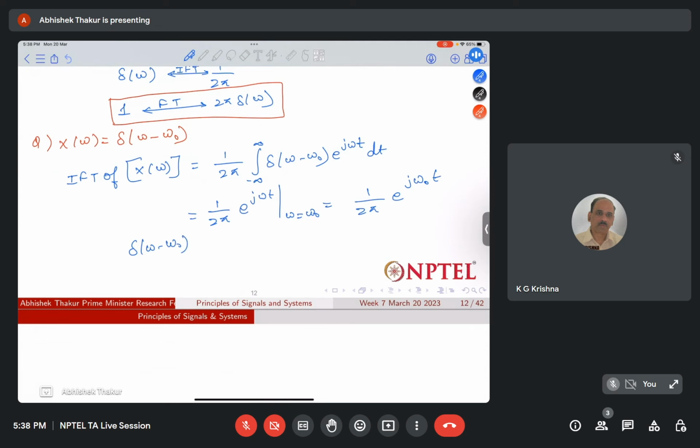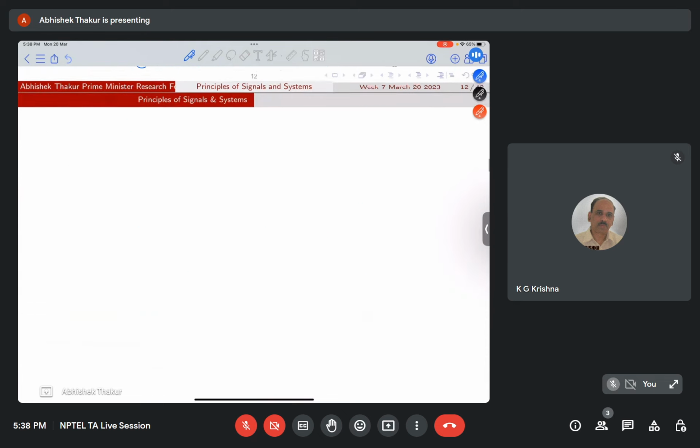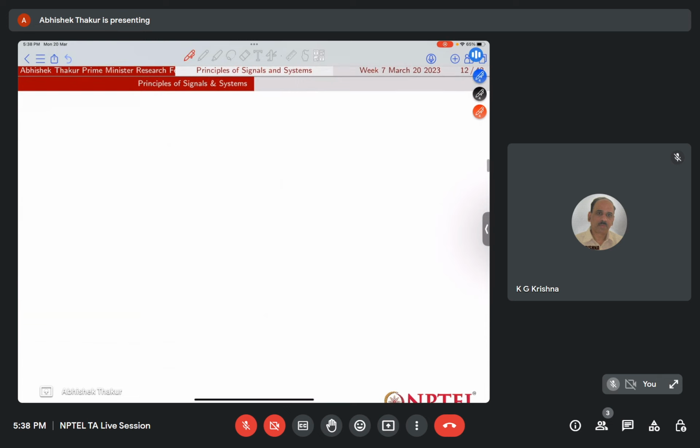So the inverse Fourier transform of this signal is 1 by 2 pi e to the power of j omega naught t. And also the Fourier transform of this signal, when you take it, will be 2 pi del of omega minus omega naught. Okay. So these are simple signals. Now we will see for cosine and sine. So I will solve for cosine. You can solve for sine signal as a homework. So let's take another question.